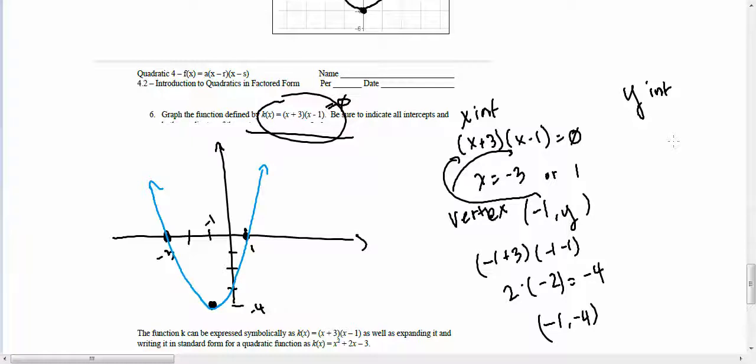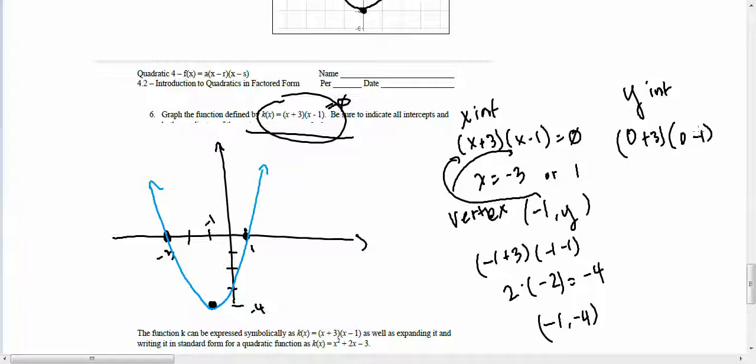Look, if I found the x-intercept, I set the y value equal to 0. If I want to find the y-intercept, it's the same thing with the x value equal to 0. So what I'm going to do is rewrite that same equation, x plus 3 times x minus 1. But instead of having x, I'm going to set it equal to what? If you want to find the y-intercept, you set the x value to what? 0. So I'm going to plug in 0 for x. So it's 0 plus 3 times 0 minus 1.